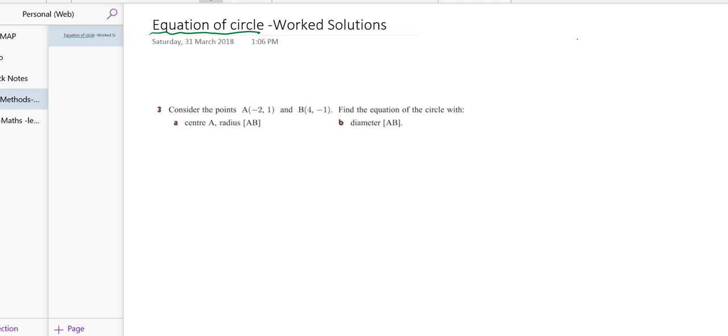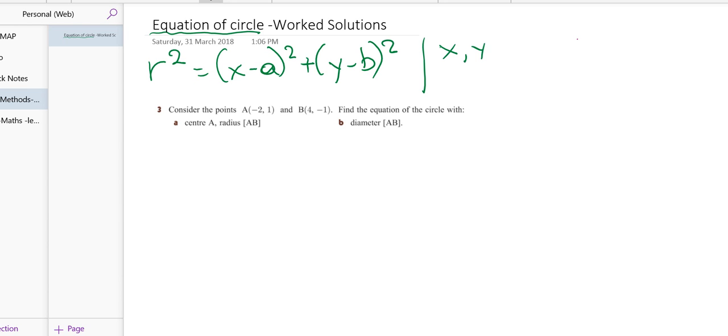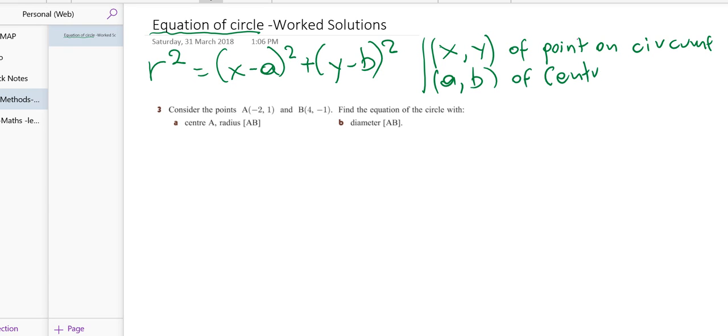I remind you that the general form has this appearance: radius squared equals x minus a, all of it squared, plus y minus b, all of it squared, where x and y are the coordinates of any point on the circumference, and a comma b are the coordinates of the center of the circle.